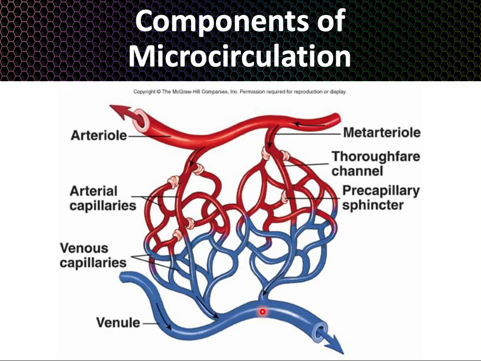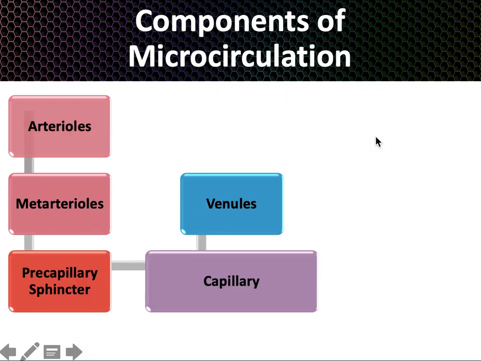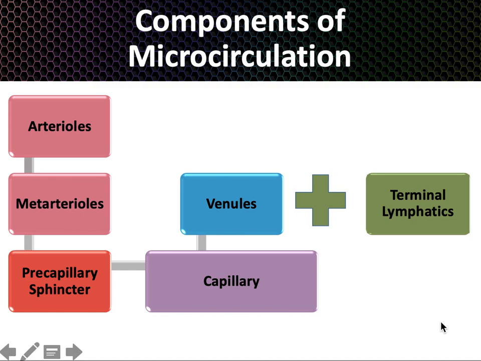From here venules are formed. Capillaries come through this and then join together to form the venules. These are the main components of the microcirculation. So if you put it in a flow chart, the components are like this: arterioles, meta-arterioles, precapillary sphincter, capillary and venule. And the most important thing we should not forget is the lymphatics. They play a very important role in microcirculation. So, a good student always remembers that microcirculation is not just this, but also constitutes the terminal lymphatics.